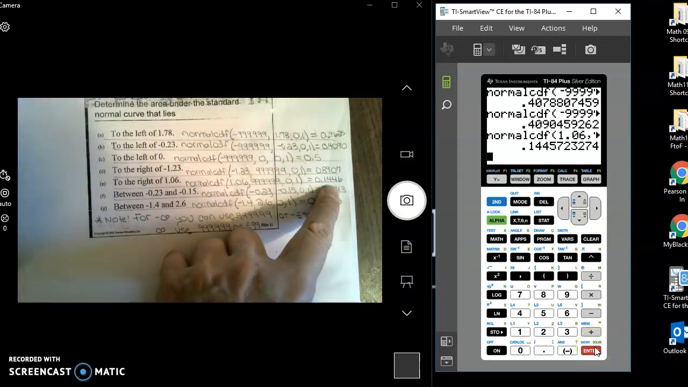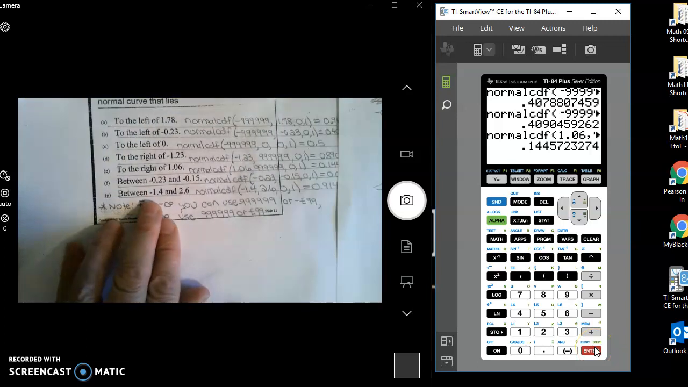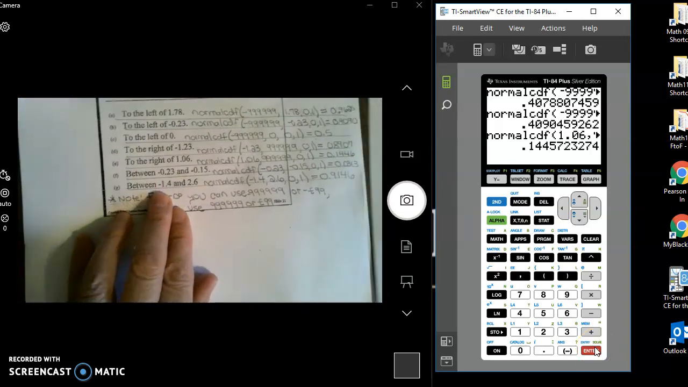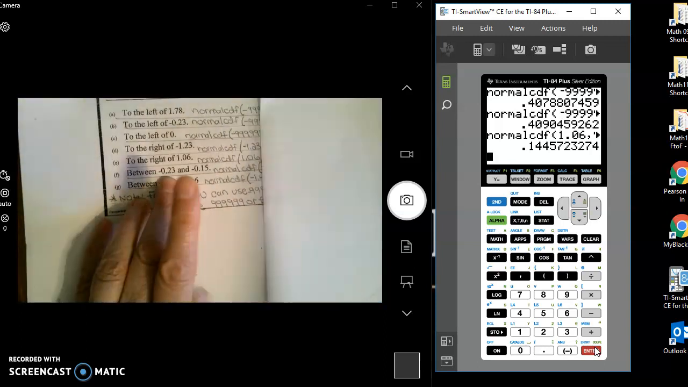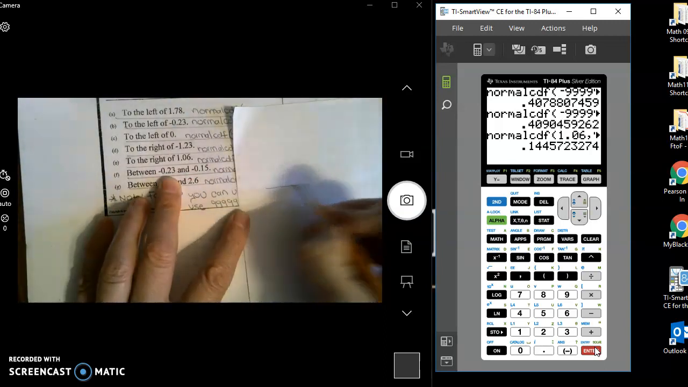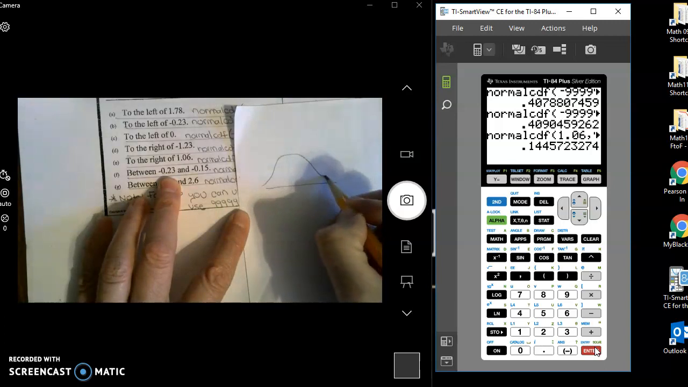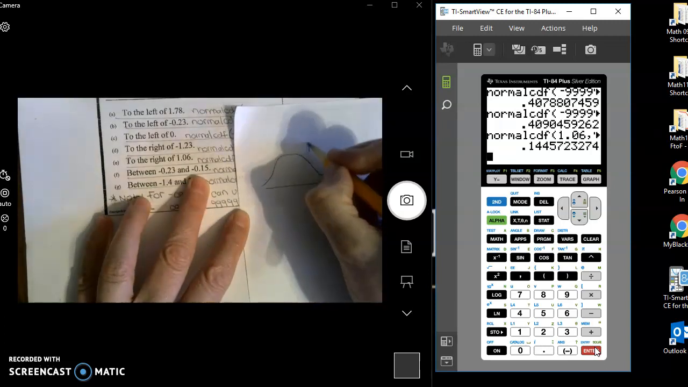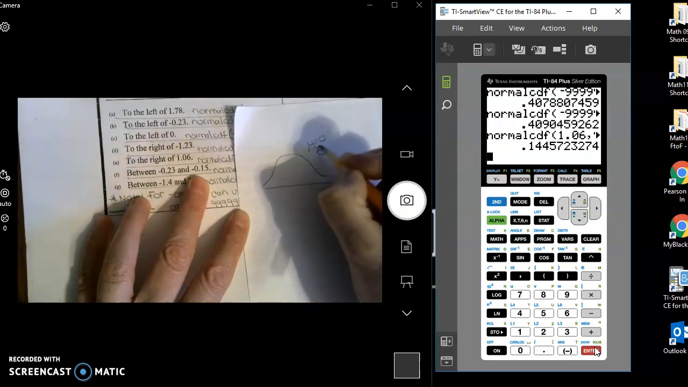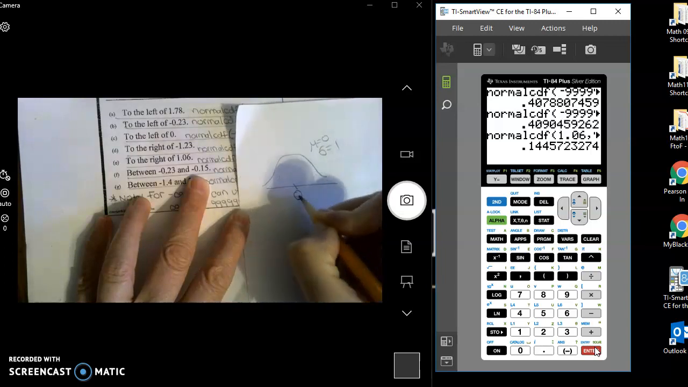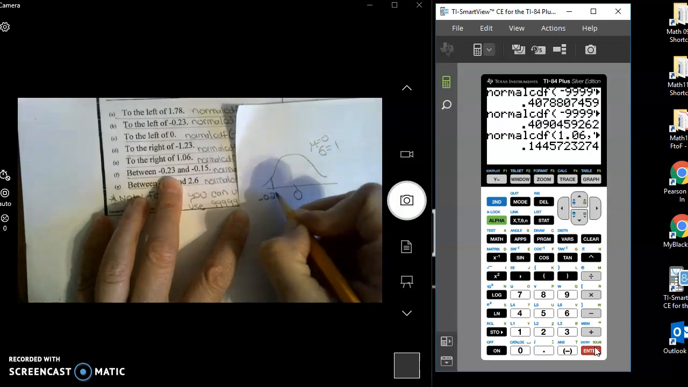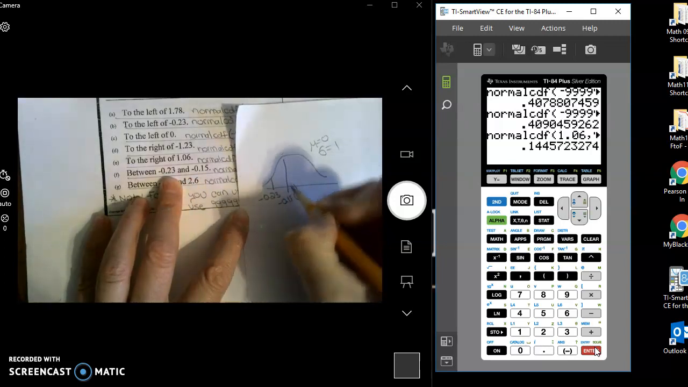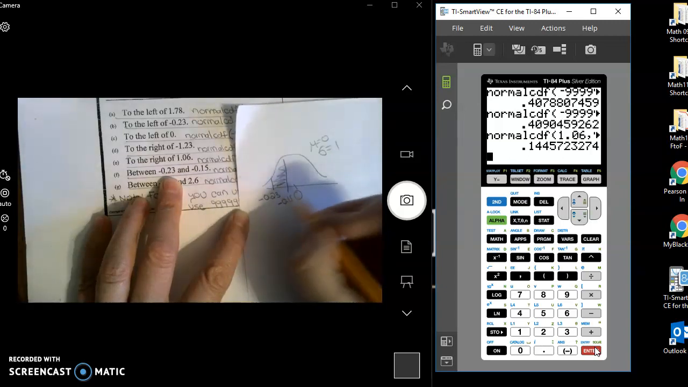Okay, let me do one more, and then I'm going to stop this video. I'm going to do the ones that are in between. I'm going to go ahead and do F. I think that one's a little bit harder. So it says between negative 0.23 and negative 0.05. So again, this is my standard normal. My mean in the middle is 0. So negative 0.23 would be like right here. These are just estimates. And here's negative 0.05. Okay, so I want to look between those two.